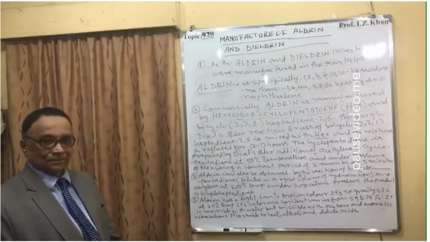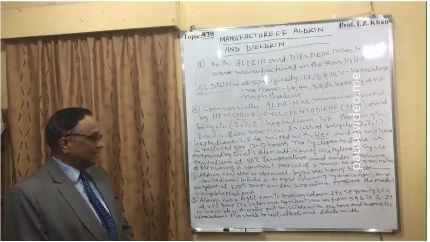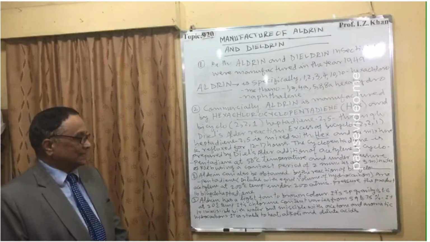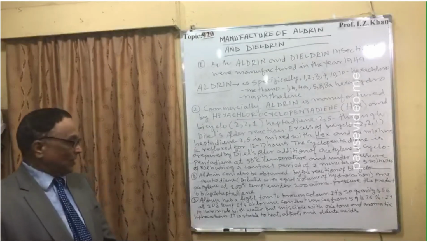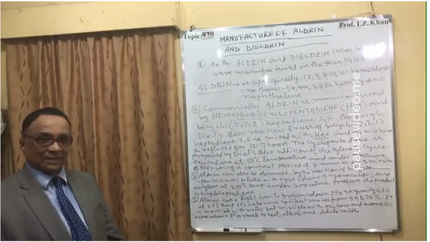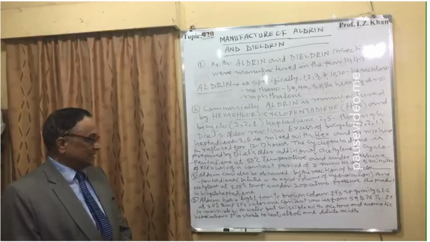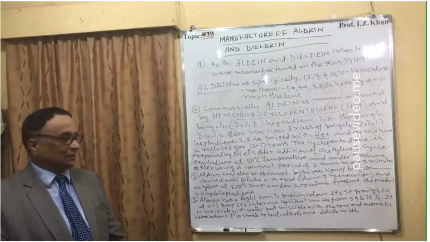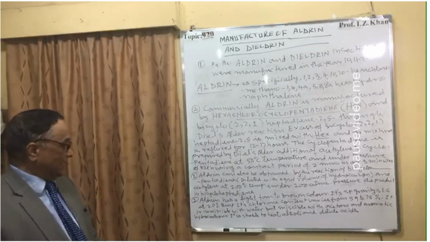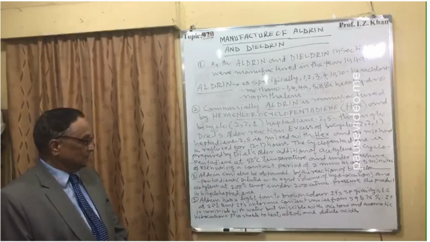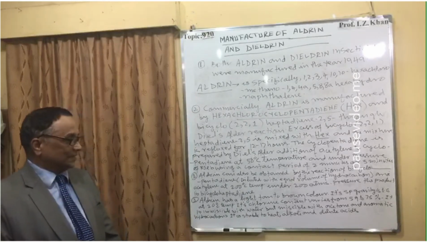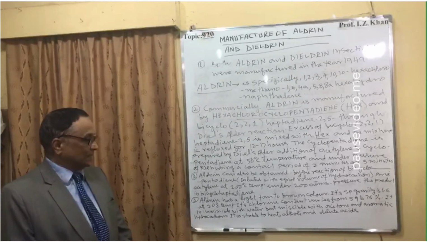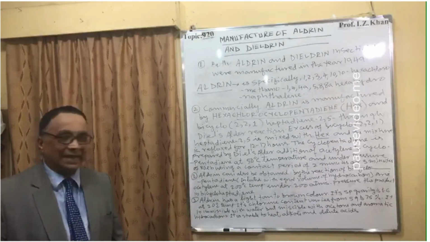Number 3, ALDRIN has a light tan to brown color. Its specific gravity is 1.6 at 20 degree centigrade temperature. Its chlorine content varies from 59 to 75%, and it is immiscible with water but miscible with acetone and aromatic hydrocarbons. It is stable to heat, alkali and dilute acids.